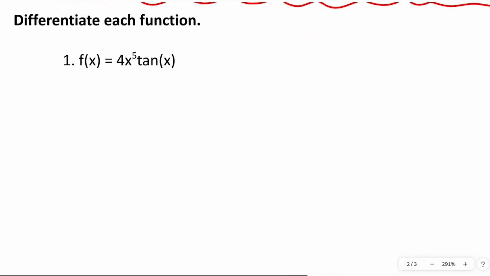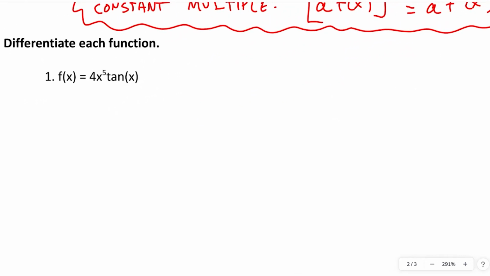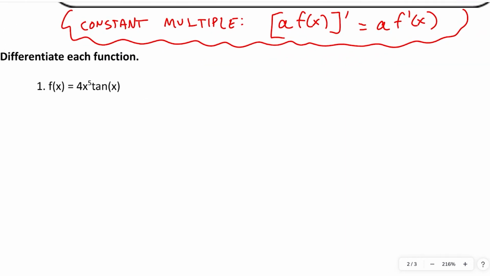So if we want to differentiate something like 4x to the 5th, I'll leave this up so you can get that down, times tangent x, which rule are we going to use for this one? Yeah, product rule. Okay, f prime g plus f g prime. So here's what I'm going to use as my, well, I don't want to write f because f's already defined here, but these are the two functions. I'll just separate them out like that.